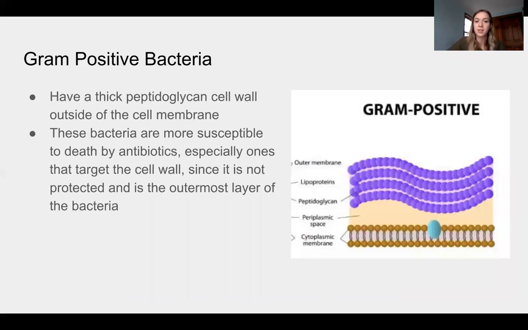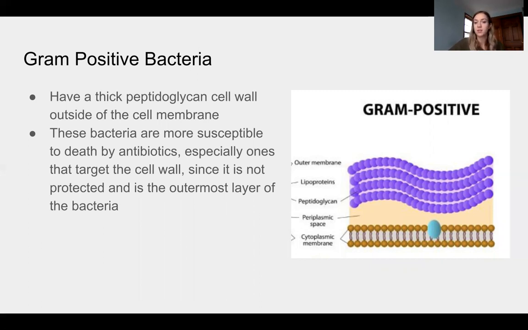So gram-positive, this one will stain strongly. So these will be dark purple. So they have a thick peptidoglycan cell wall outside of the cell membrane. So they're more easily targeted by antibiotics because they don't have an additional membrane on the outside of their cell wall. So a lot of antibiotics will target the cell wall and poke holes in it to disturb osmotic pressure and things like that.